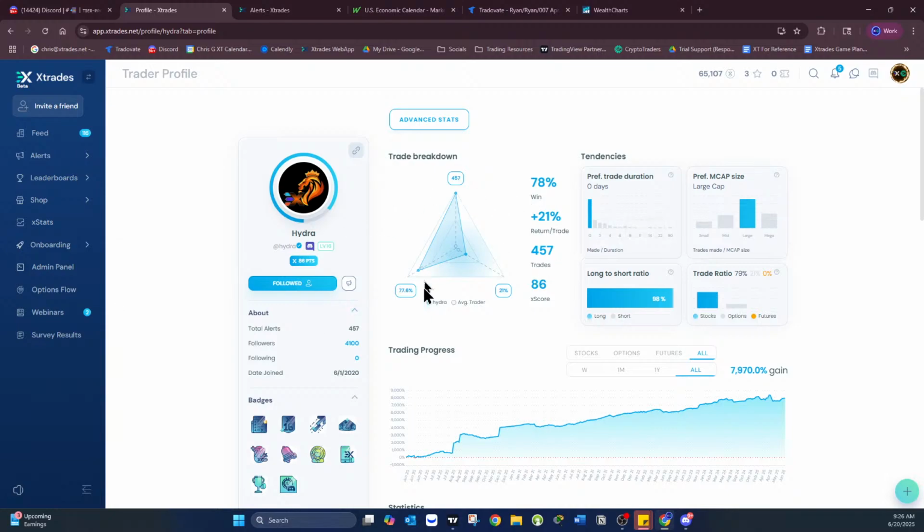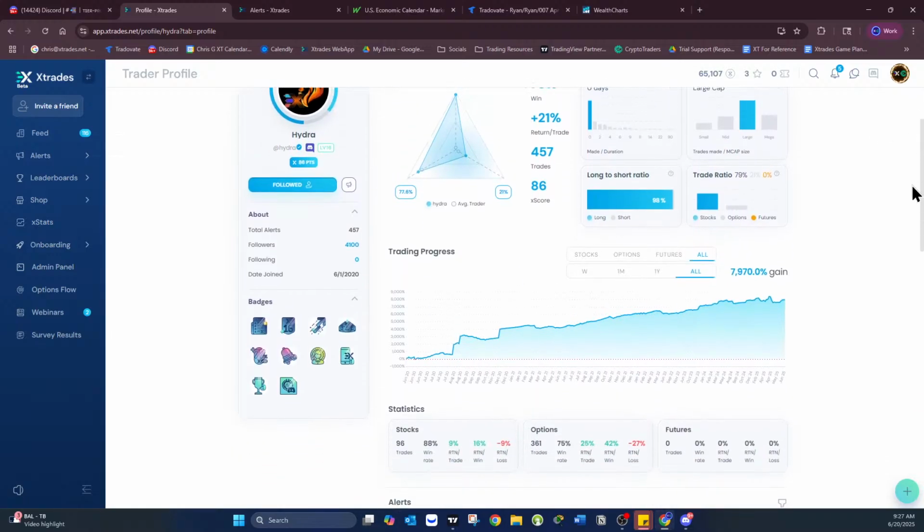Now, the beauty of this page is also not just the, damn, Hydra's a goat. Look at this. He's not even following anybody. Wow. The dedication and the focus, man. He's not distracted by nobody. I've never seen anybody on the app not follow not one person. That's crazy.